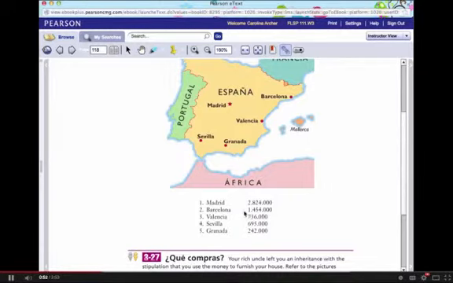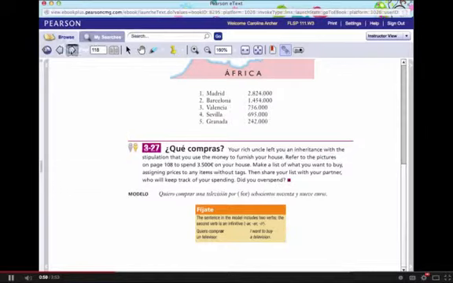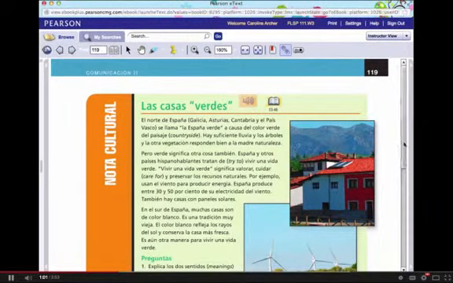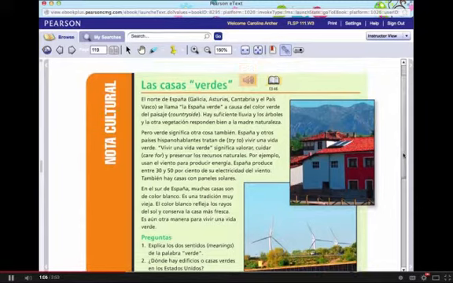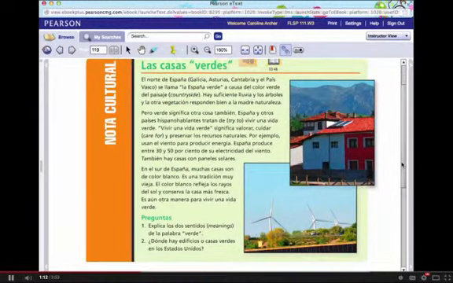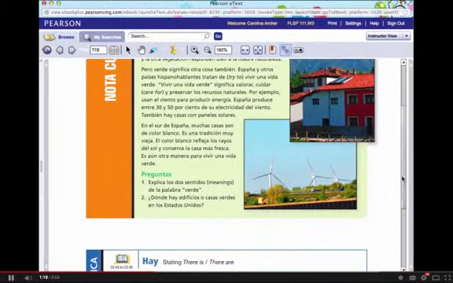Barcelona, 1,454,000. Okay, and so on. So I hope you got some really good practice with those big numbers. You are going to do a nota cultural about las casas verdes, and this is written in Spanish. There's a lot of cognates, so you should be able to understand a big percentage of what is said here. It's not always about understanding every single word at this level, but understanding the main idea of what they're saying.